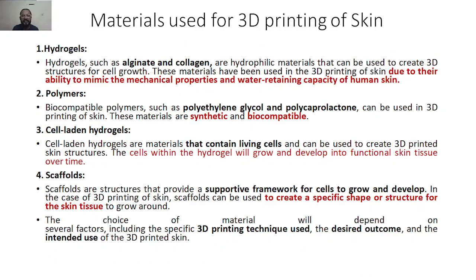Next, materials are there: hydrogels, polymers, cell-laden hydrogels, scaffolds. These were all discussed in the previous classes, but I will give you specifics for skin. For hydrogels, for skin, we will be using alginate and collagen. These are hydrophilic materials that can be used to create the 3D structure of the cells. Hydrophilic means water loving. These materials are used in 3D printing because of their ability to mimic the mechanical properties and water retaining capacity of human skin.